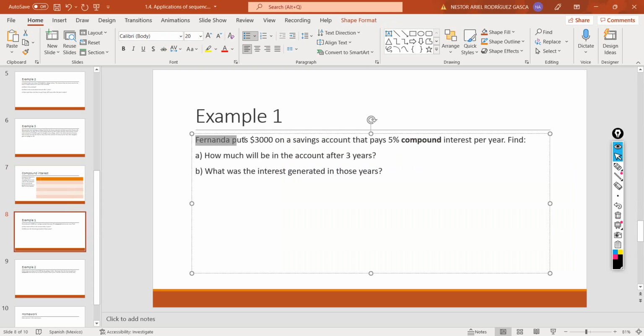Example number 1. Fernanda puts $3,000 on a savings account that pays 5% compound interest per year. Find, question A, how much will be in the account after 3 years? And B, what was the interest generated in those years? Let me be more specific: in those 3 years. So, okay, I'm dealing with compound interest. And the formula that we have discovered from the previous slide is this one.